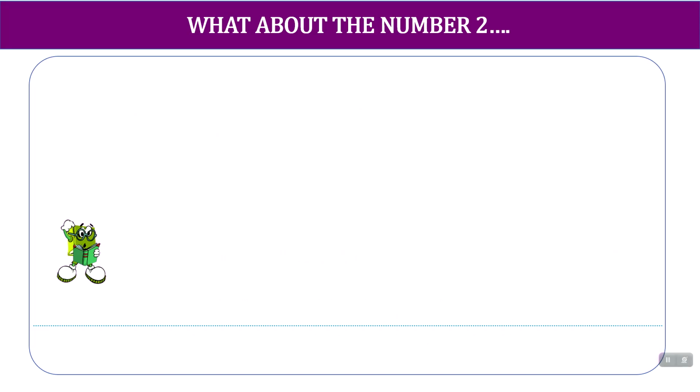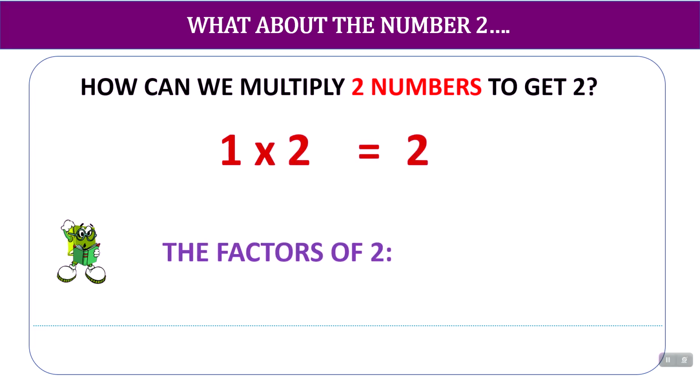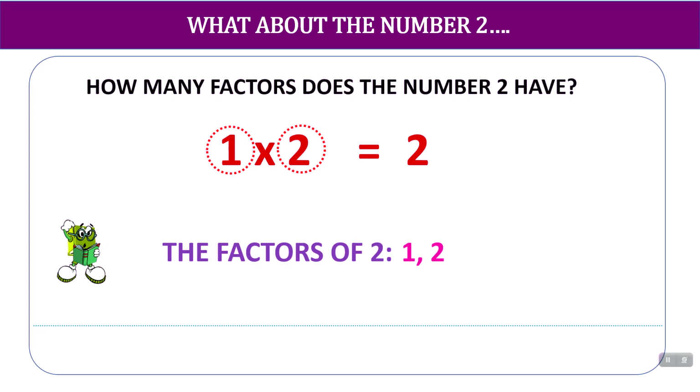And so let's look at the number 2. How can we multiply two numbers to get 2? 1 times 2 is 2, and that's it. So the factors of 2 are 1 and 2. Now, how many factors is that? How many factors does the number 2 have? We can see that there are 2, 1 and 2.